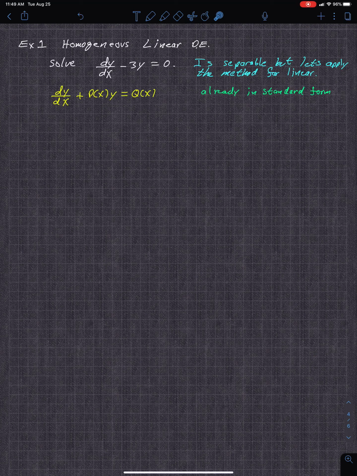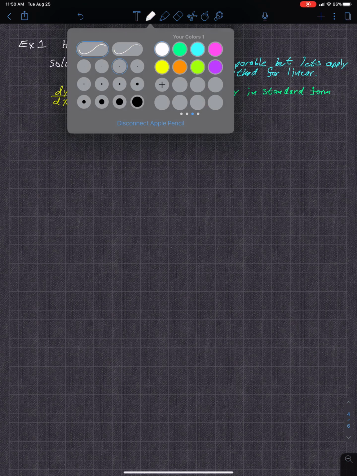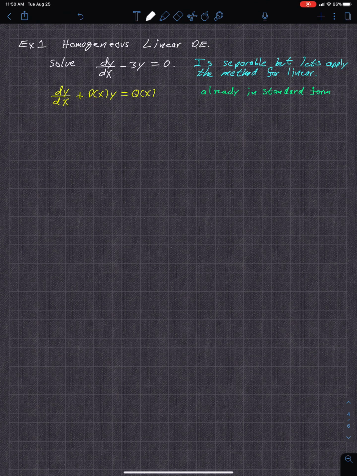This is already in standard form, right? So I wrote standard form down again. You want to be able to recognize your p of x, q of x, and of course dy/dx is on its own. From that, we can see that p of x is just -3. I'm going to rewrite stuff over here. P of x is just -3. It's homogeneous, so then q of x is 0.